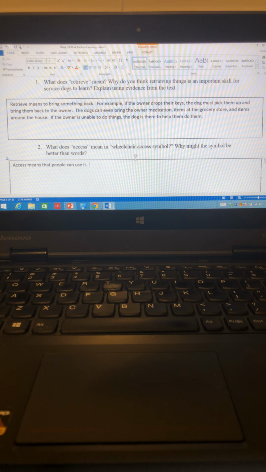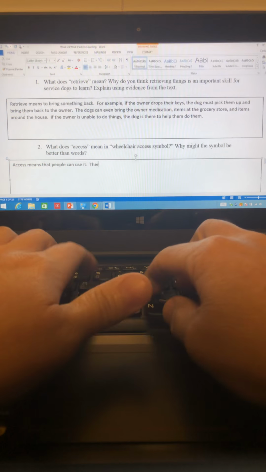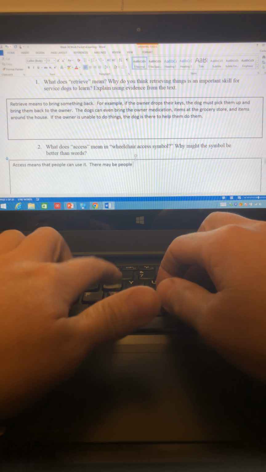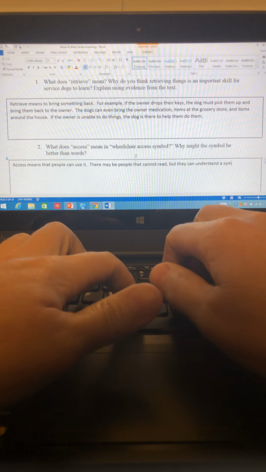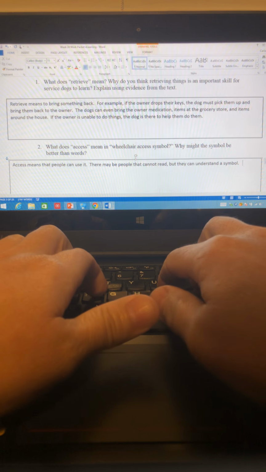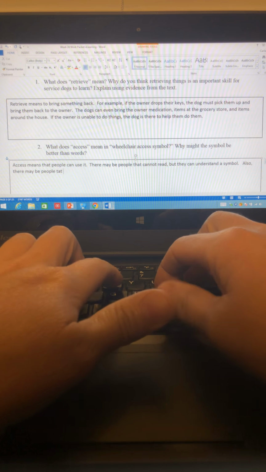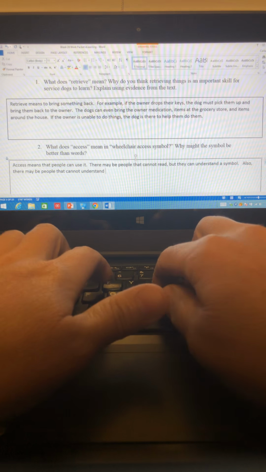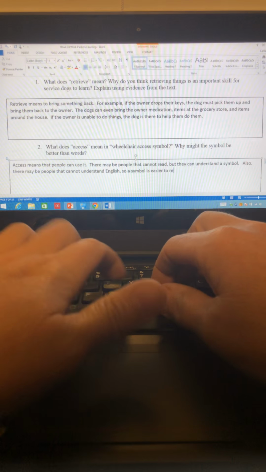But the part of wheelchair access symbol, if we think about the symbol that we've seen on anything that means handicap or handicap accessible, what does that mean? If we know that the word access means people can use it, there may be people that cannot read, but they can understand a symbol. Another part, also, there may be people that cannot understand English. So a symbol is easier to recognize.